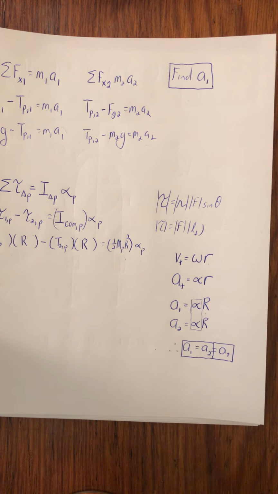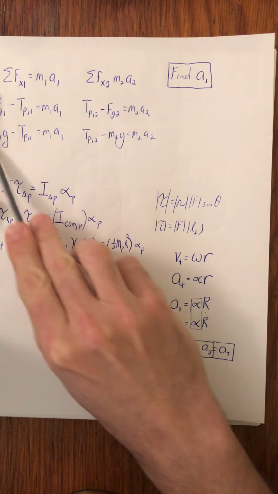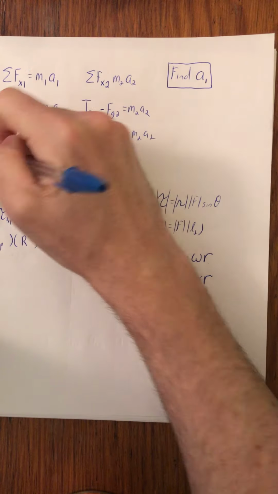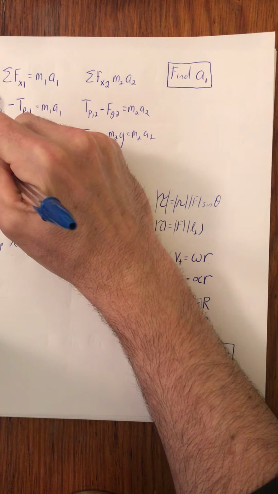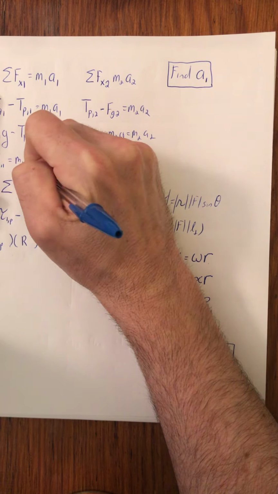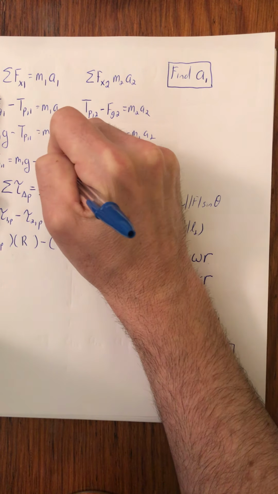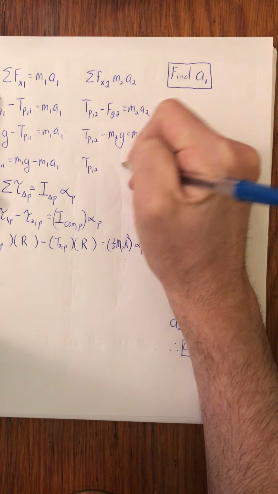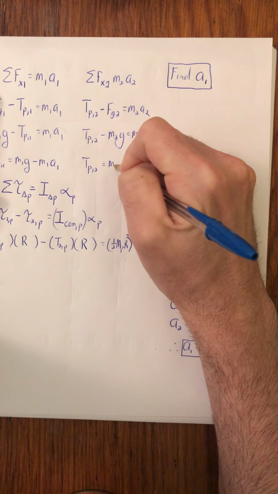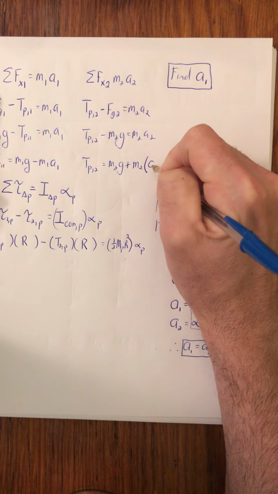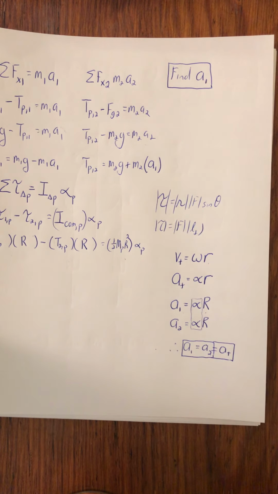So what am I going to do? Well, what I want to do is solve these two equations here for the T's, because I don't care about them, to put in here to solve it. So let's do that. T_P on 1, if that comes over to this side, this becomes M1G minus M1A1, excuse me. Over here, T_P on 2 is equal to M2G plus M2A1, because I want to do everything in terms of A1. Now, we're going to plug in here.